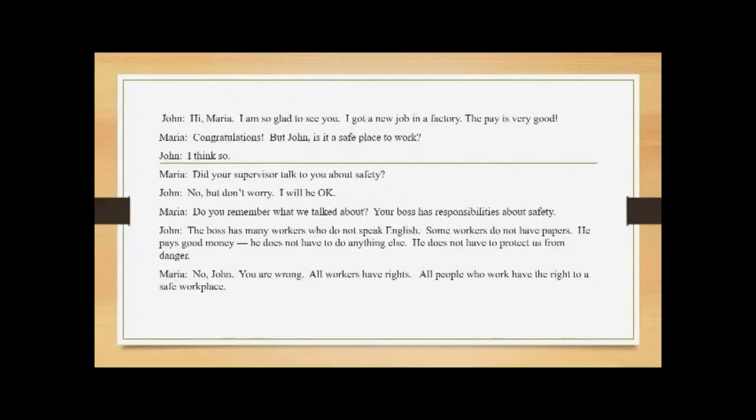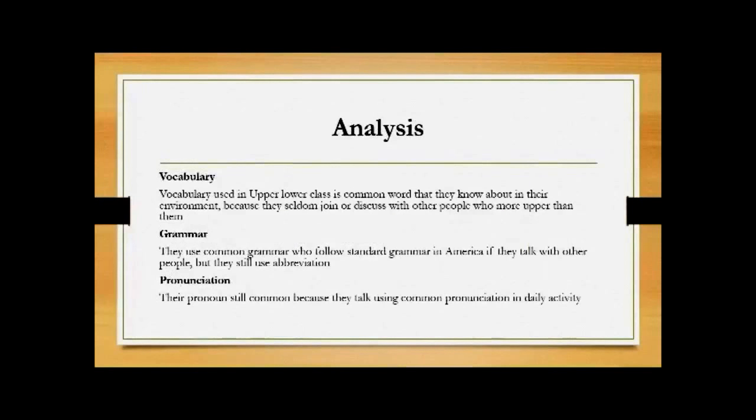Okay, in this slide, it is the transcript of the dialogue before. So this is the analysis about the vocabulary, grammar, and pronunciation. The vocabulary used in upper lower class is common words that they know about in that environment because they seldom join or discuss with other people who are more upper than them, such as upper upper, lower upper, middle upper, etc. So they just know the common vocabulary.